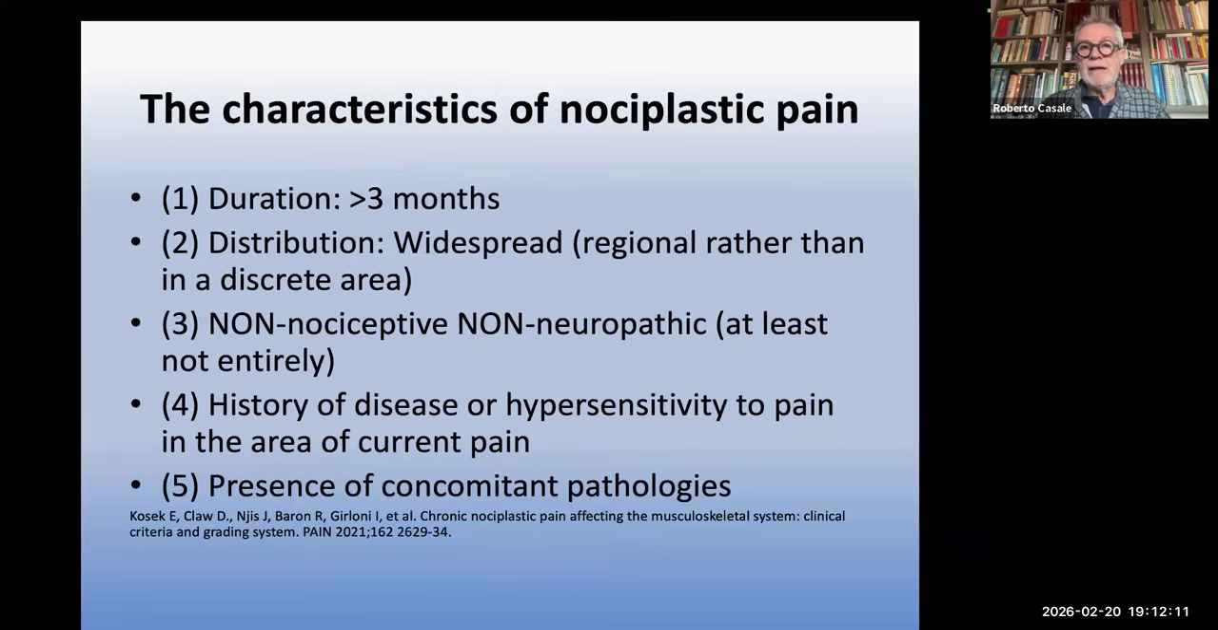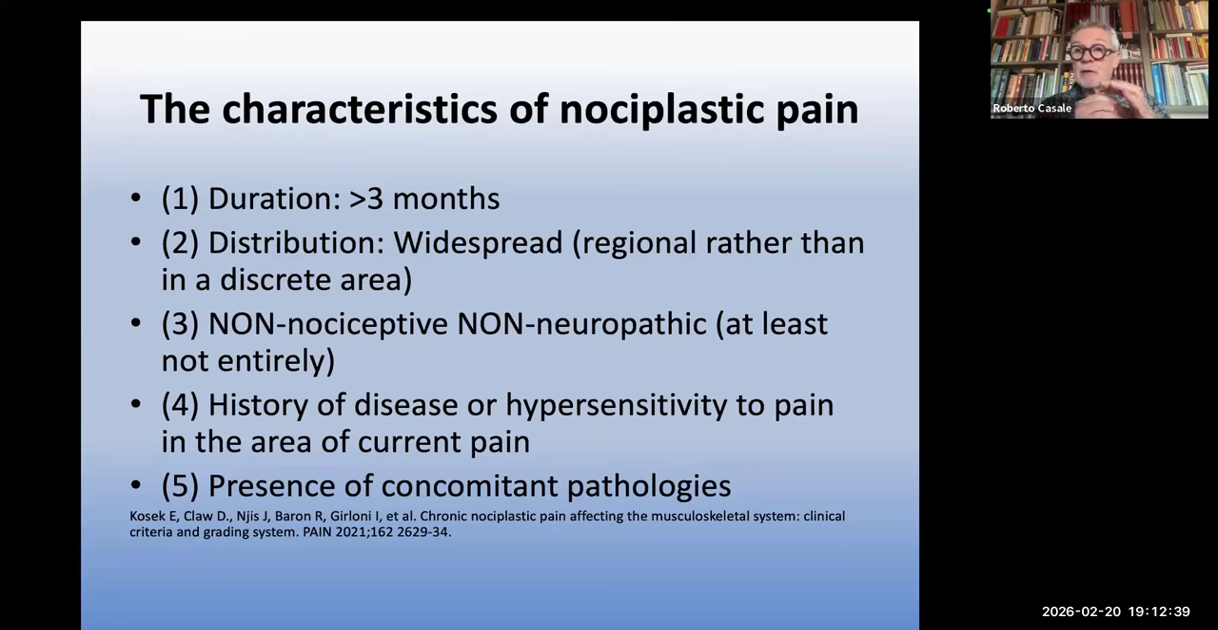So here we have a list of the characteristics of nociplastic pain. It has been published very recently. The duration is more than 3 months. The distribution may be widespread, like in fibromyalgia, but also regional, rather than in a discrete area.